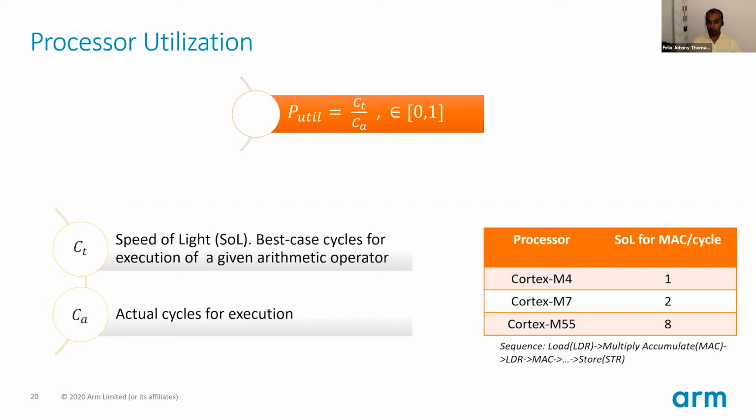And for Cortex-M4, the best case is 1 MAC per cycle. For Cortex-M7, it is 2. And for the latest vector-capable Cortex-M55, you can do 8 MACs per cycle. So now that you know the total MACs of your network and you have estimated how many cycles those MACs have taken, you can find the processor utilization numbers, and that'll let you guide your optimization efforts.